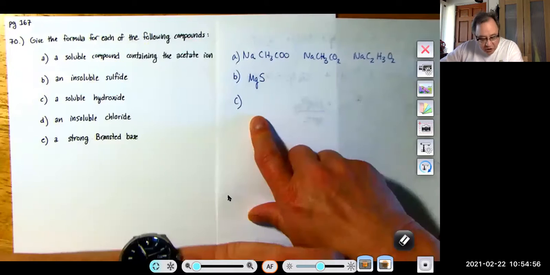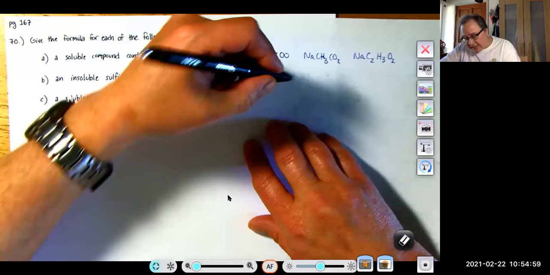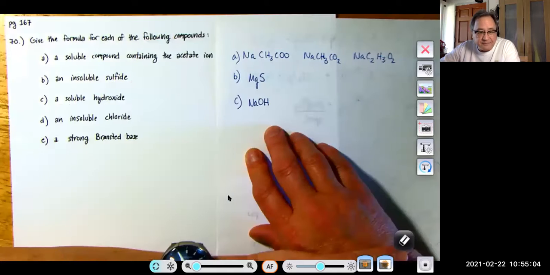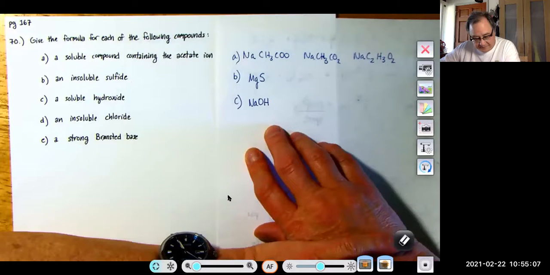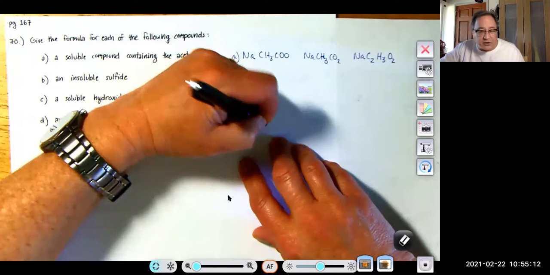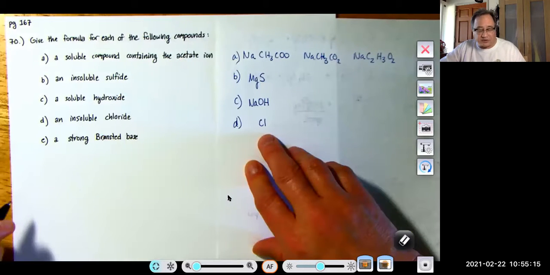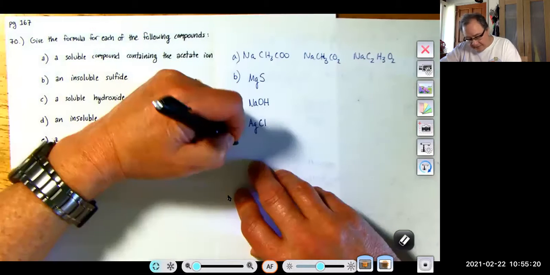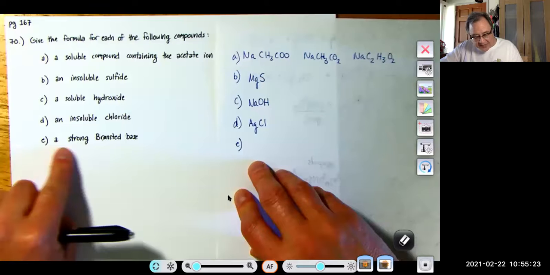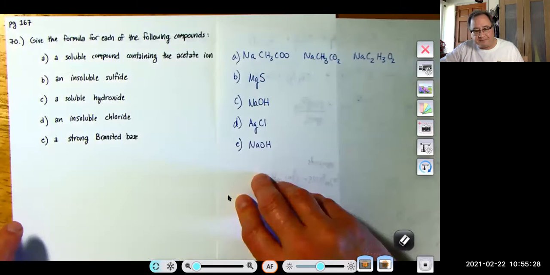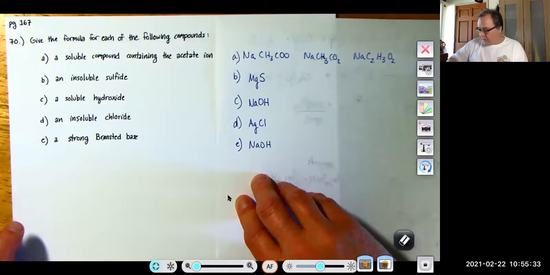C, a soluble hydroxide. So hydroxide is a -1. So naturally, I'm going to pair that up with sodium to make it soluble. D, an insoluble chloride. So chlorides are soluble unless you mix them with like lead-2 or silver. Silver is the go-to here. E, a strong Bronsted base, NaOH. Okay.